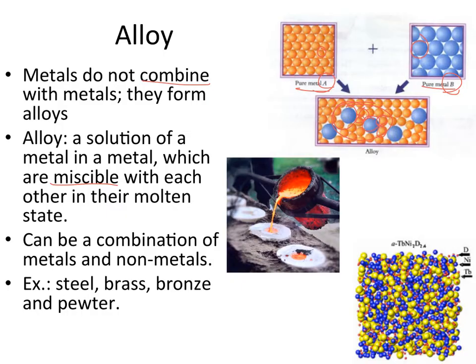So it all depends on what properties we want, and that will dictate how much of each we have. A lot of things that we use, for example, steel, brass, bronze not so much anymore, and pewter not so much anymore, but steel and brass are very, very common metals that we use on a daily basis. And these are alloys.